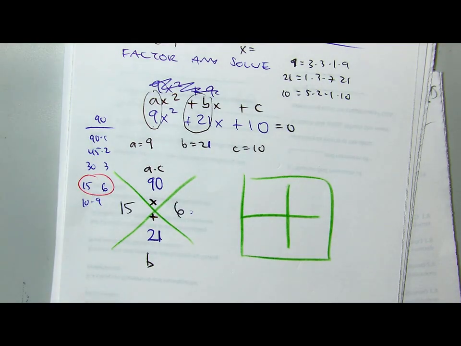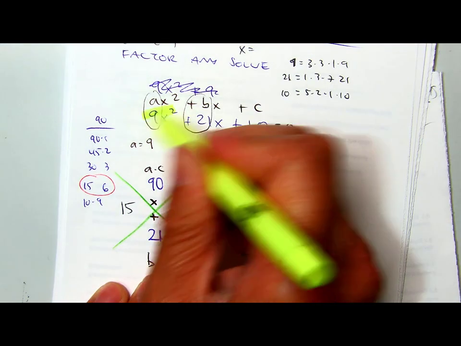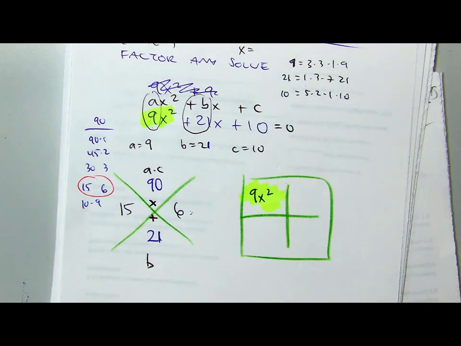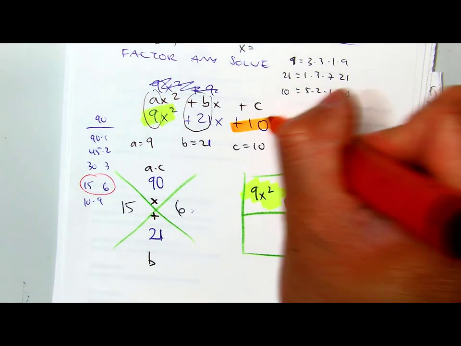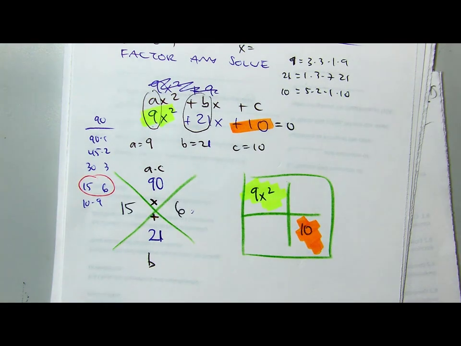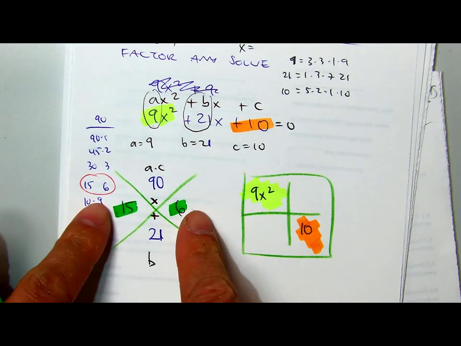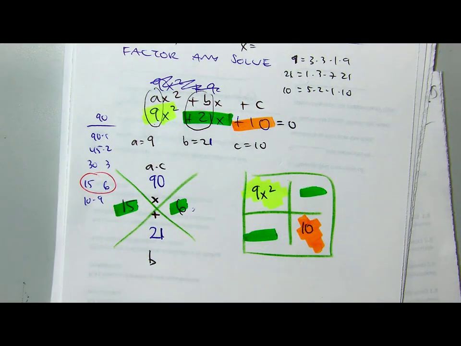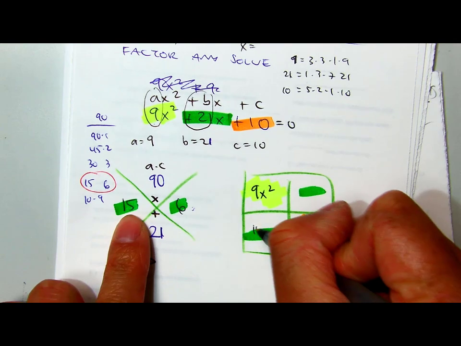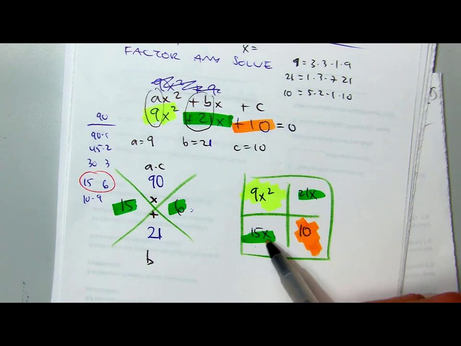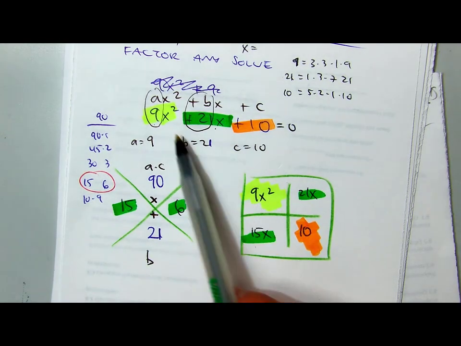Now I'm going to show you how to place those in the box. The A term will always go to the top left. The C value will always go towards the bottom right. And these 2 terms in the middle, 15 and 6, multiply to be 90, they add to be 21, they will always go here. And you'll notice that it's splitting the x term. So I'm going to write 15x and 6x. And you know if you added those together, you'll get this term. So basically we went from 3 terms to 4 terms.